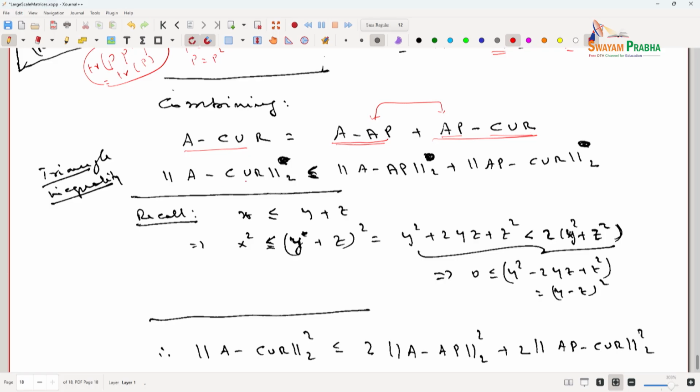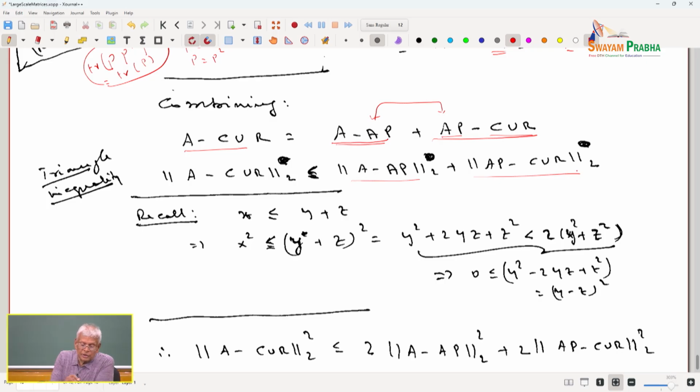So, by the triangle inequality, the norm of this is less than or equal to the sum of the two norms of these two terms. Now, recall, this inequality is essentially from the triangle inequality for matrix norms. Please understand, the triangle inequality is one of the important properties of norms, whether the norm of a vector, the norm of a matrix, or the norm of any quantity. For something to be a norm, that is one of the conditions to be satisfied.